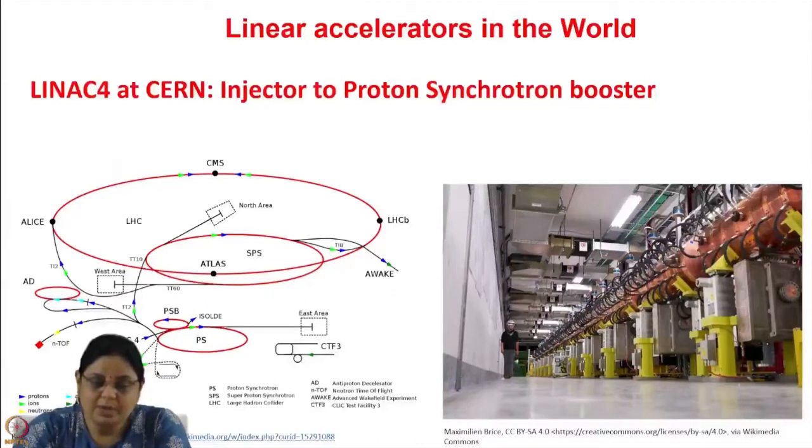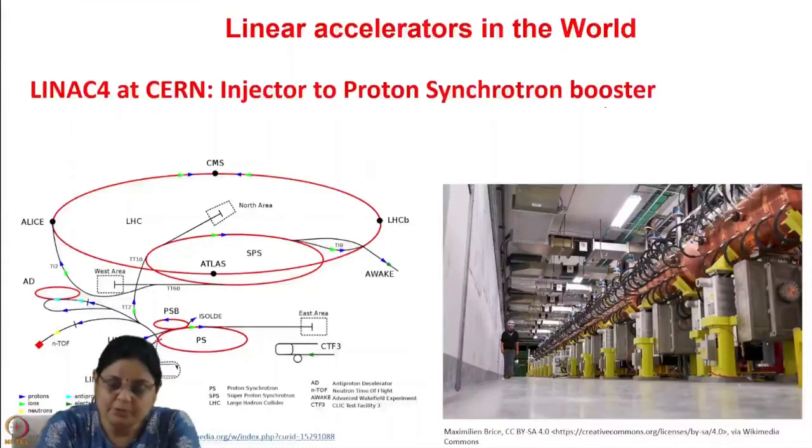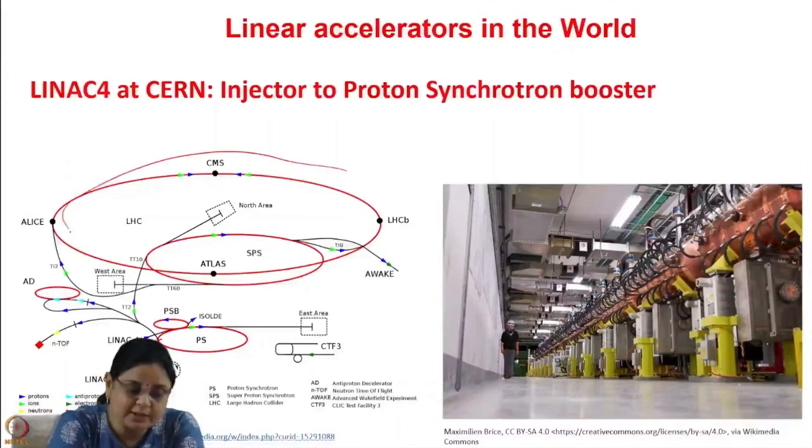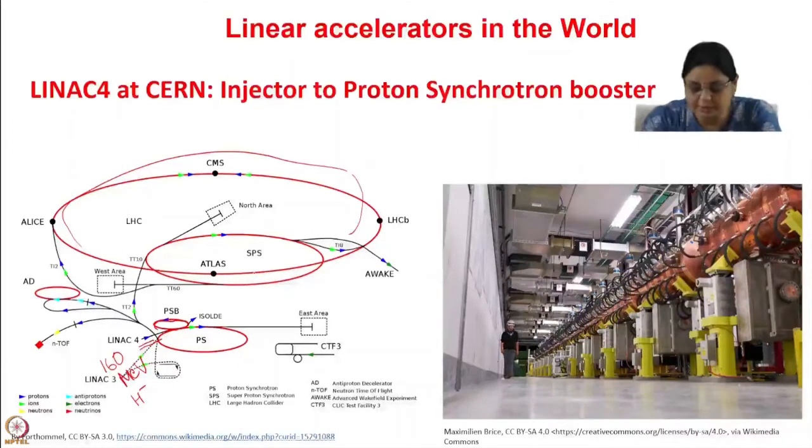Let's talk about some accelerators in the world. As I said, there is LINAC 4 at CERN, which is the injector to the proton synchrotron booster. This big ring that you can see here is the LHC. You do not directly accelerate to 7 TeV, you do it in stages. LINAC 4 is a linear accelerator, a 160 MeV H minus accelerator. It accelerates to 160 MeV and then the beam is injected into the proton synchrotron booster, then the proton synchrotron, and then into the SPS and finally the LHC. It's a huge accelerator, and you can see a picture of it here.